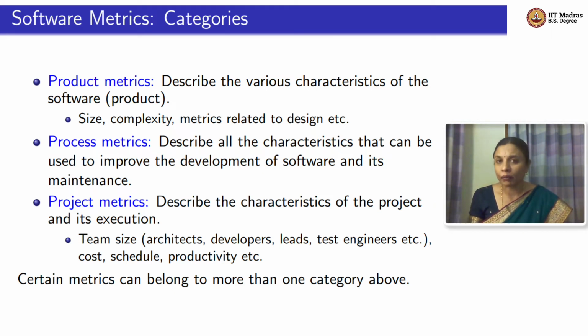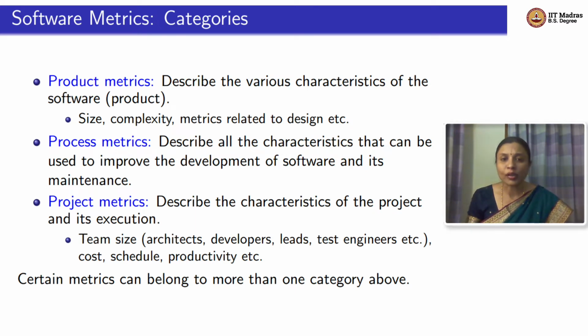Size, which could be the number of lines of code. Complexity, which could be cyclomatic complexity, coupling, cohesion, and a few things like that. Metrics related to its design, how simple or complex the design is in terms of polymorphic methods, inheritance of classes, use of control logic, and so on. So they directly talk about the product. For us, it's the software.